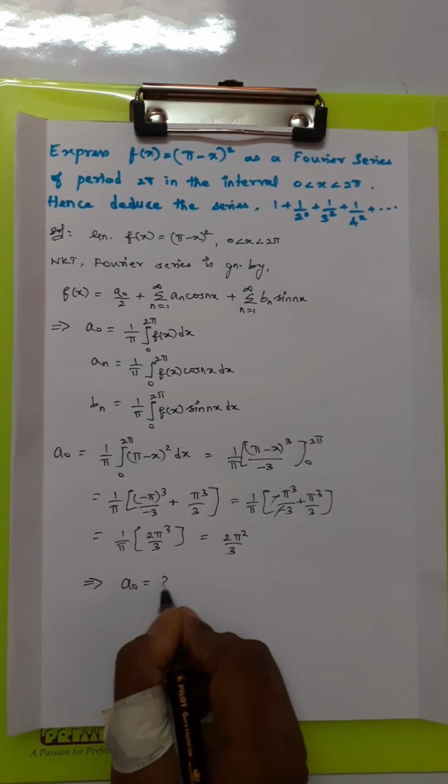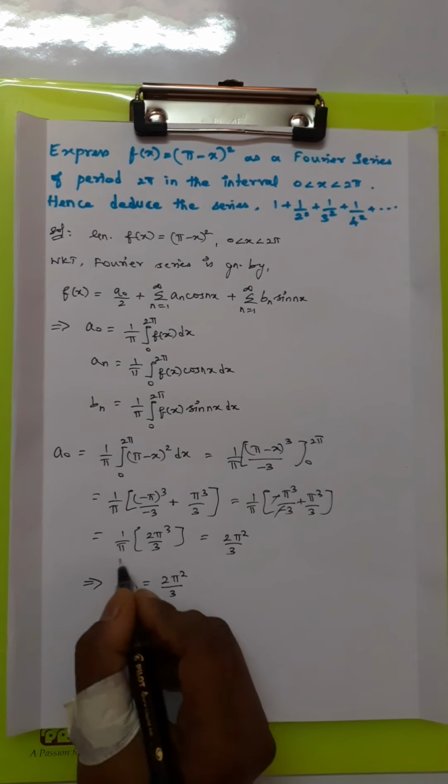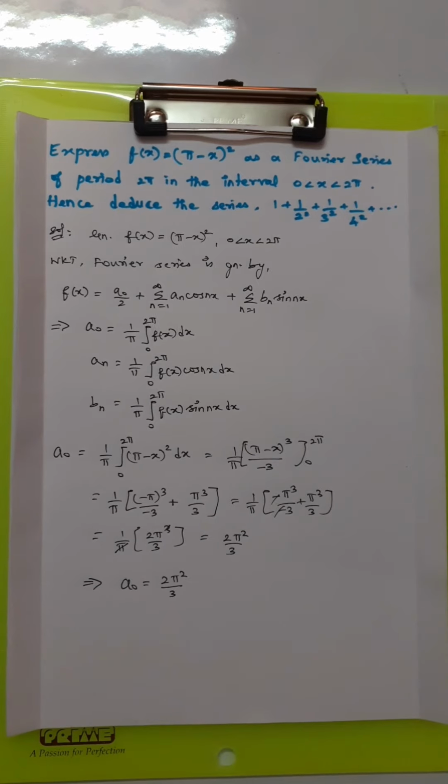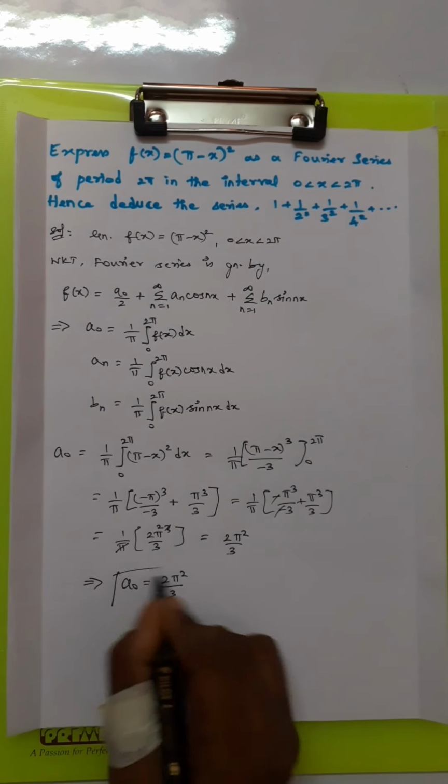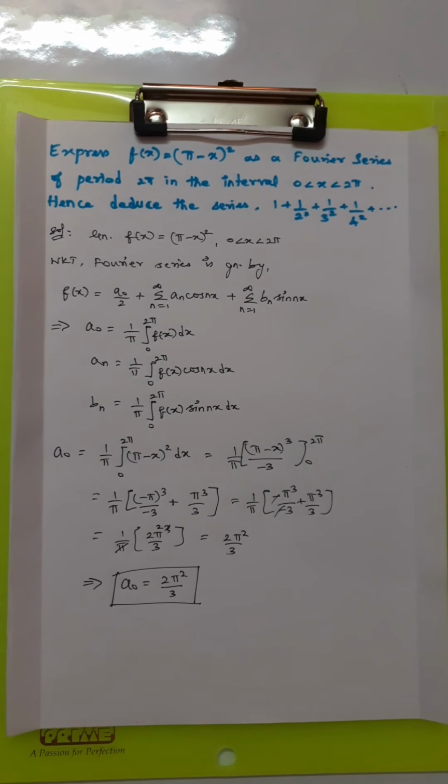That is, a naught is equal to 2 pi square by 3. A pi is cancelled, so here it becomes 2 pi square, so 2 pi square by 3. a naught is over. Next is an.